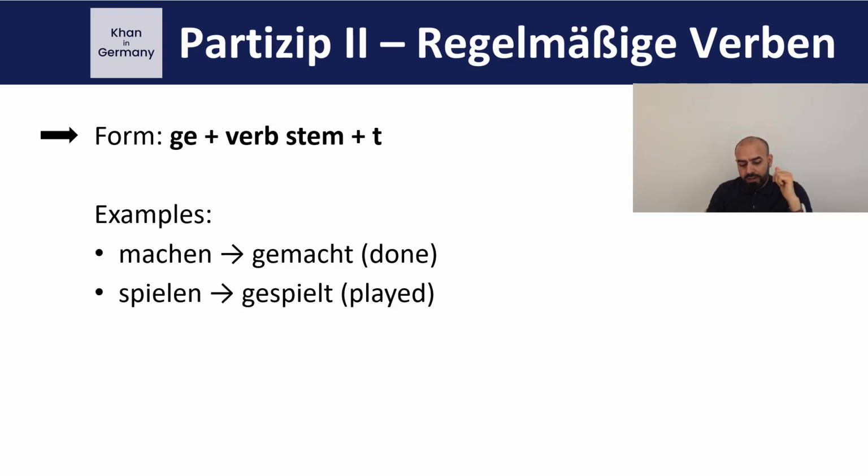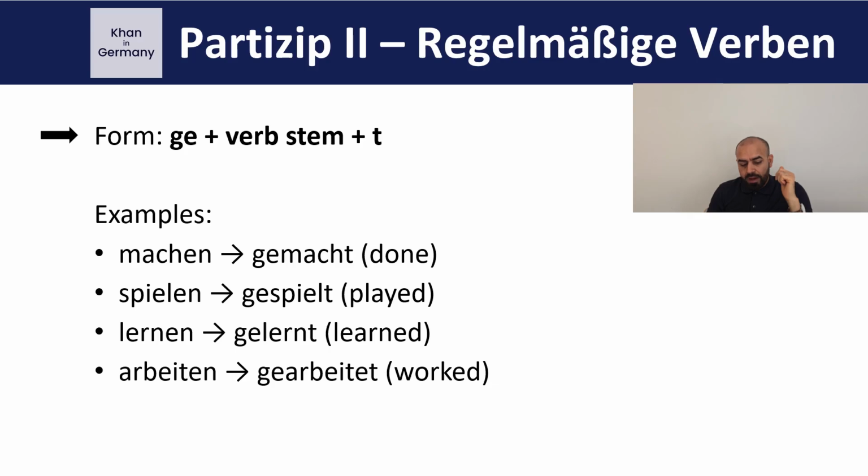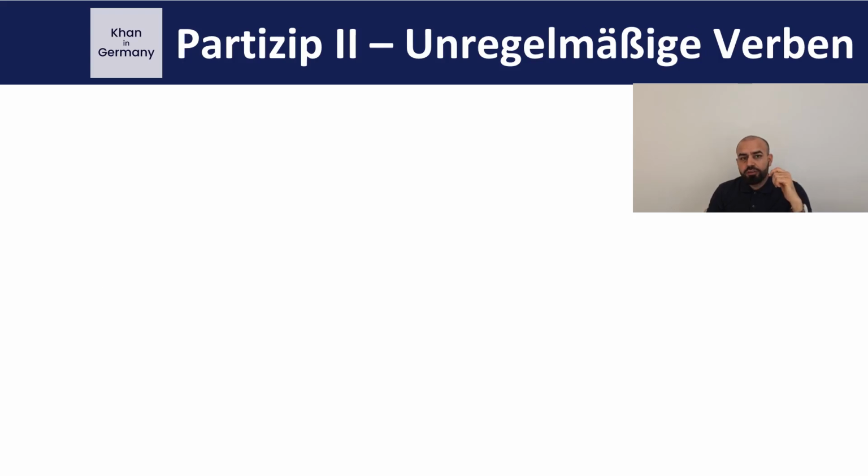So if you look here again, these are regular verbs: spielen, gespielt; lernen, gelernt; arbeiten, gearbeitet; fragen, gefragt. And in all these cases, you saw that the verb stem was maintained. GE we put in the front, and at the end we ended the word with T. So you have participle II that always stays at the end. If it's a regular verb, it will be GE in front of the verb, T at the end.